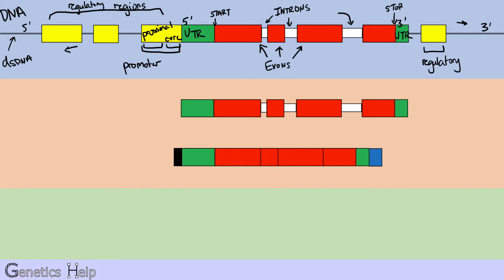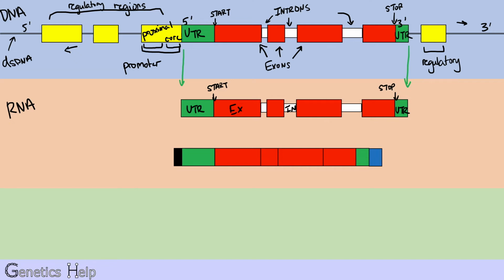Now what's going to happen is this is going to be transcribed. We're going to go down. In this region, we're dealing with RNA. You can see we still have our UTR that was transcribed. We still have our start codons, which are going to be necessary for translation. We still have our exons. We still have our introns.